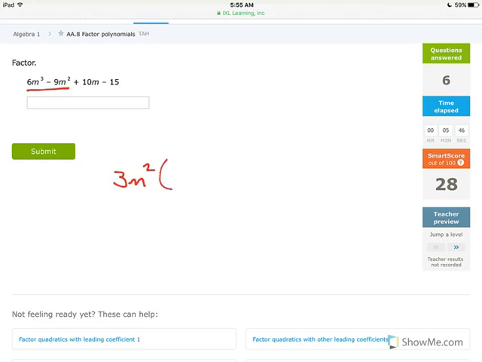And what's going to be left behind, you're going to have a 2 and an m, because if you distribute the 3m squared back in, you get your 6m to the third minus a 3. So if I were to distribute the 3m squared back into the parentheses, you get 6m cubed minus 9m squared. And then if we look at the second group, what's common between those two terms? It looks like they have a 5 in common. So we can factor out a 5.